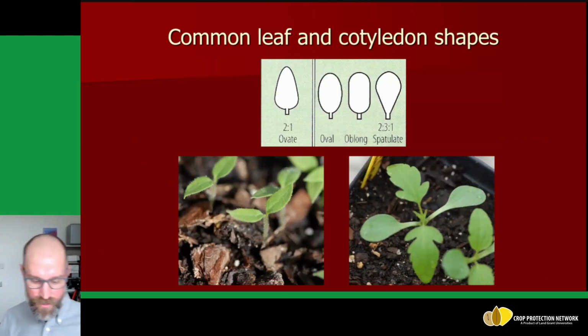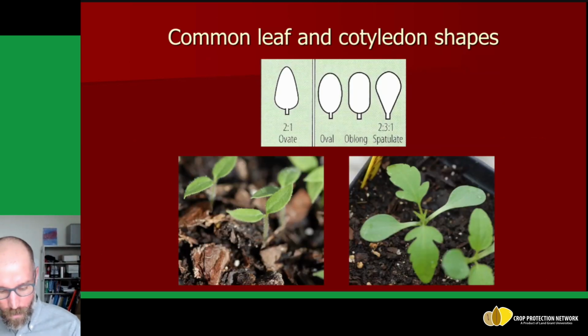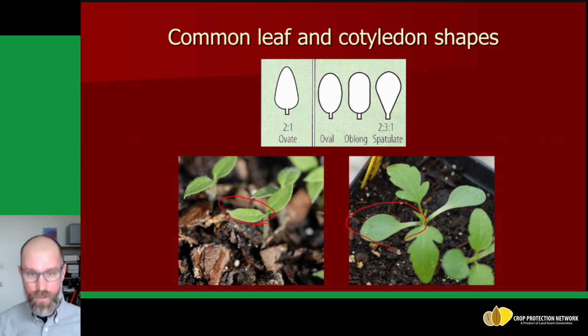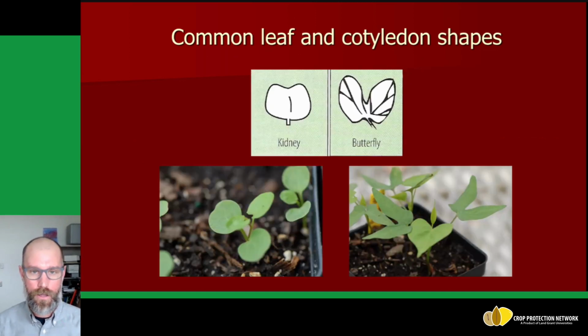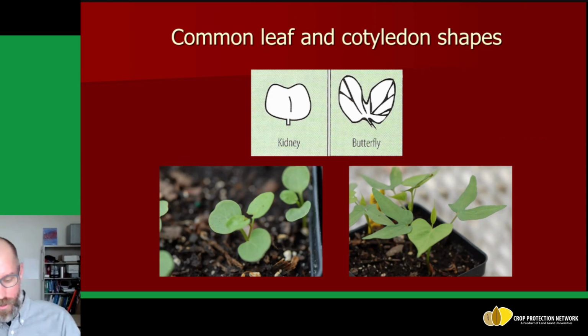A couple of different examples here. So here's kind of an ovate shaped cotyledon on this chickweed plant. And then on this giant ragweed plant here on the right, you can see more of an oval or almost spatulate shaped cotyledon. So again, just different types of cotyledons that can be useful to distinguish these seedlings as they're emerging.